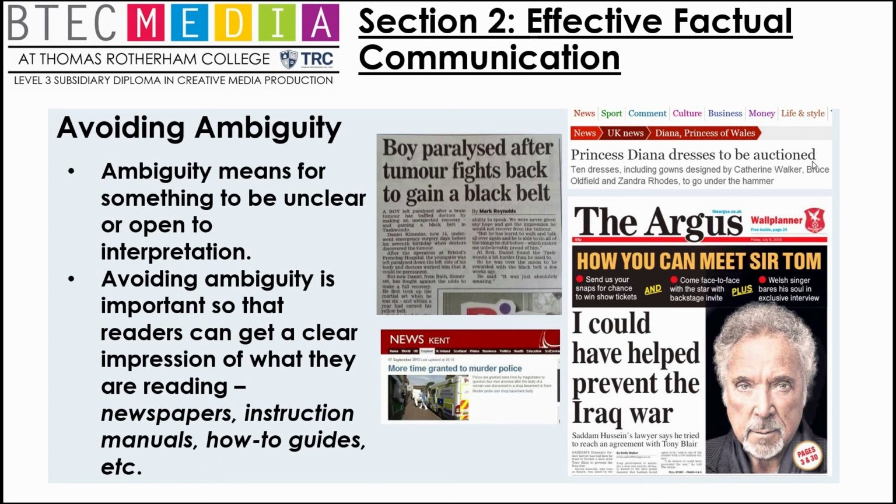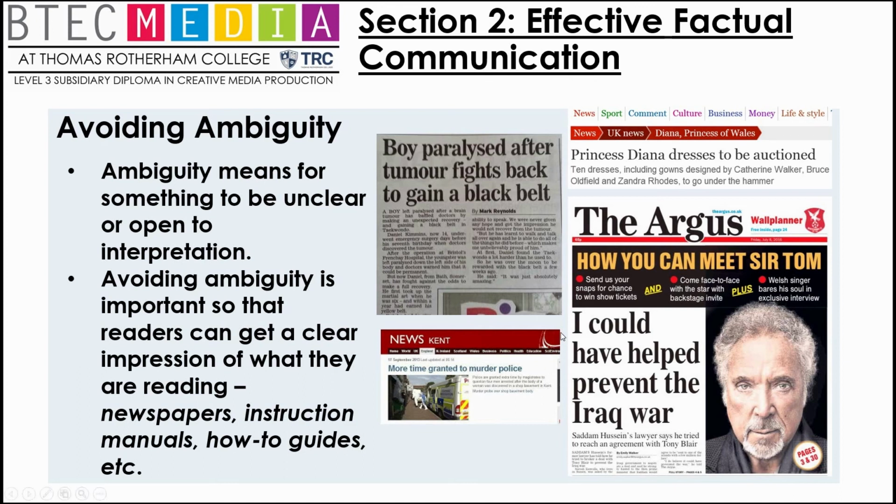Princess Diana's dresses to be auctioned. Are her dresses being auctioned, or is she dressing up because she's going to be auctioned? Doesn't make sense. More time granted to murder police. It's unclear. It's ambiguous. And with factual journalism, you've got to be clear.